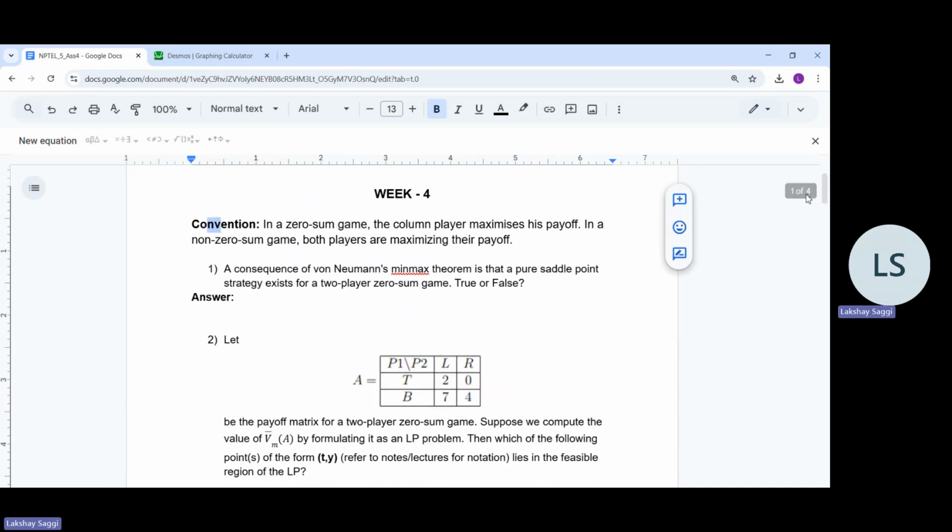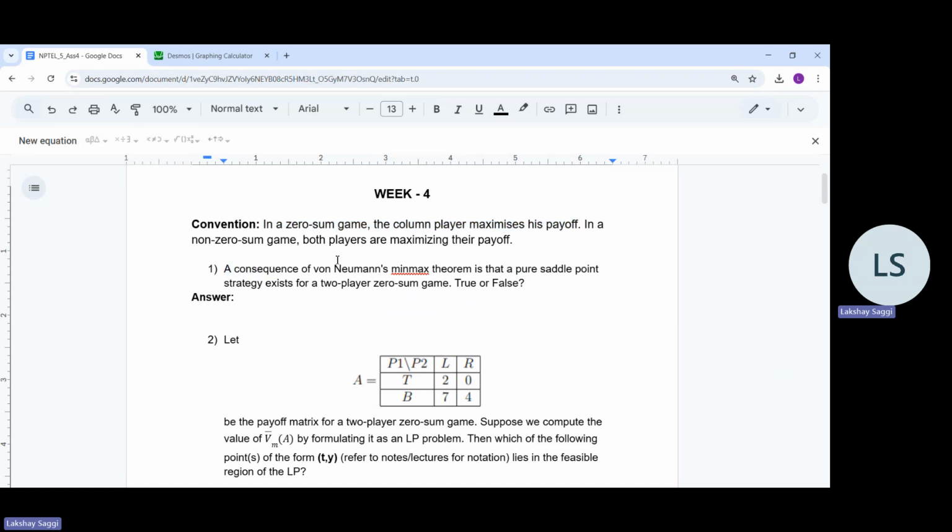First of all, a basic convention which we'll be assuming, a very standard convention, is that in a zero sum game, the column player is trying to maximize his payoff, and the row player is trying to minimize his payoff. That's why we write the min max expression for the row player and the max min expression for the column player. And in a non zero sum game, both players are maximizing their payoffs. So these are the conventions which we'll be assuming. And as always, we'll get started with a bit of an easier problem.